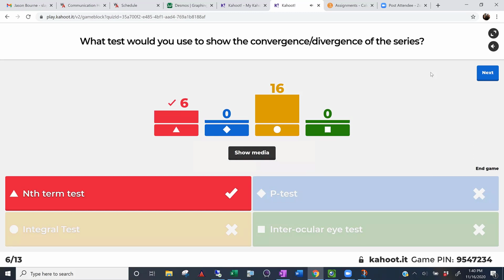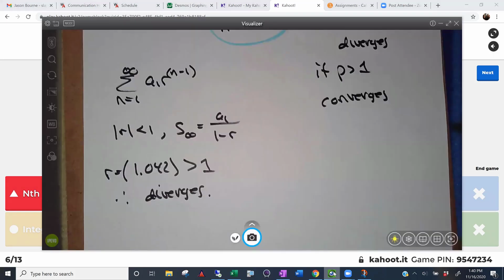All right. I would accept the integral test. And in retrospect, I wouldn't have minded changing that answer or maybe accepting 2 answers. But the thing that I see the most when I look at that one is the nth term test.